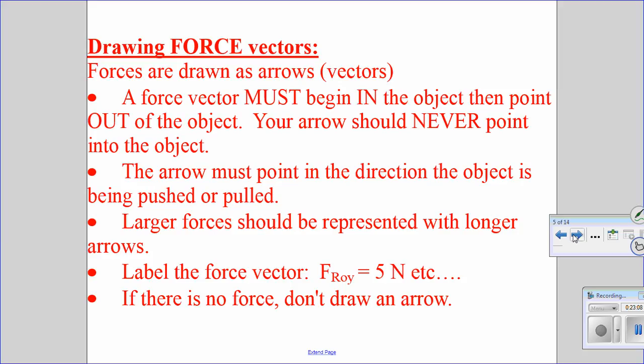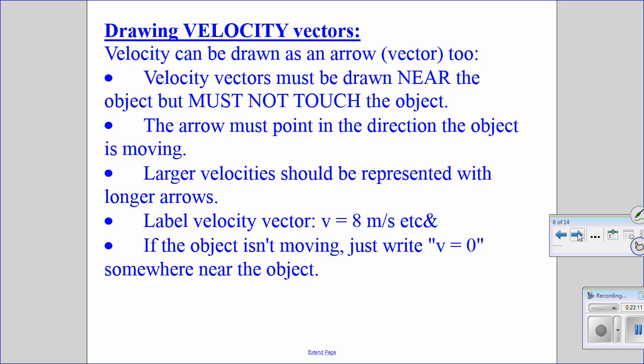Now, we're also going to be interested in the velocity of the object, the motion of the object. So we draw a separate arrow for the velocity, and it's basically the same idea. The big thing is that when you draw your velocity vector, it doesn't touch the object. You just draw it off to the side or below or somewhere near the object, but it doesn't physically touch it. Again, the arrow points in the direction the object is moving. The larger the velocity, the longer the arrow. Label your velocity, v equals 8. And if the object isn't moving, you just write v equals 0, so that you know the velocity is 0. Cool.